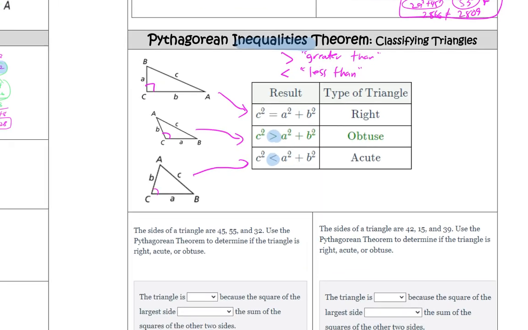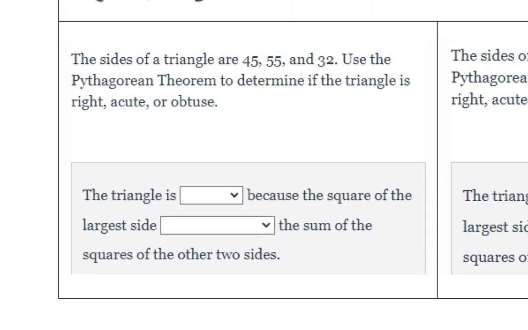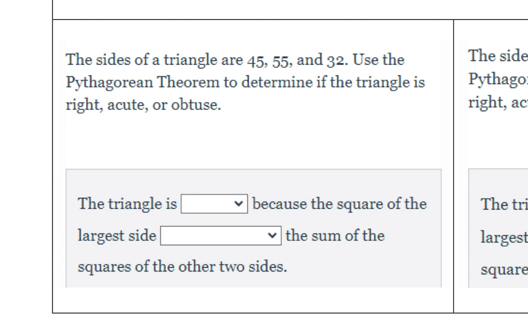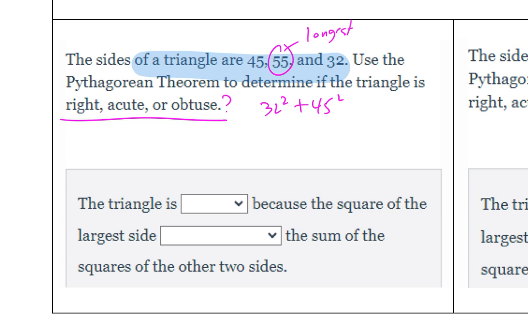All right, so let's get into a couple examples. This one right over here: the three sides of a triangle are 45, 30, 55, and 32. Use the Pythagorean theorem to determine if it's right, acute, or obtuse. That's what we want to find out. Okay, so let's take a look. This one has to be the longest, right? So let's compare. We're going to say 32 squared plus 45 squared, and we're going to compare that to 55 squared.